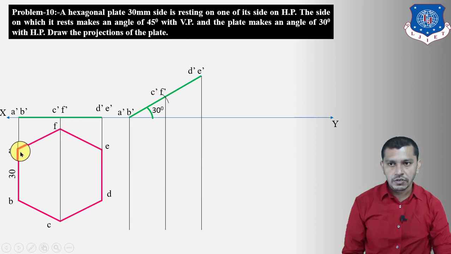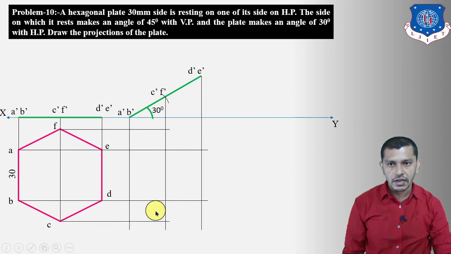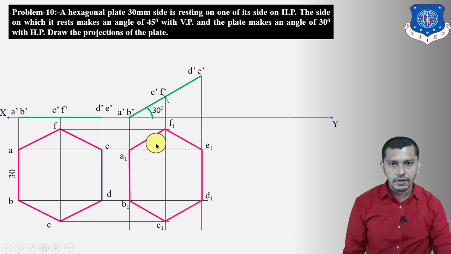And now draw the locus of A, B, C, D, E, F parallel to the XY reference line on the right hand side. So these are the locus of A, B, C, D. So here we will get A1, here we will get B1, C1, D1, E1 and F1. Connect these points, we will get the plan of the hexagonal plate. So this is our plan.